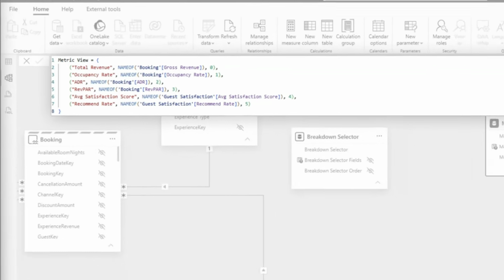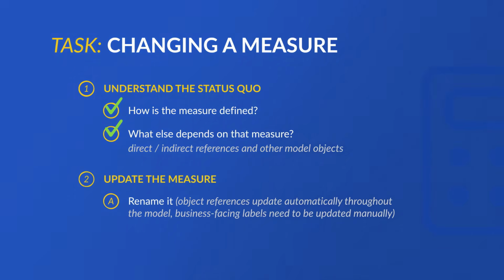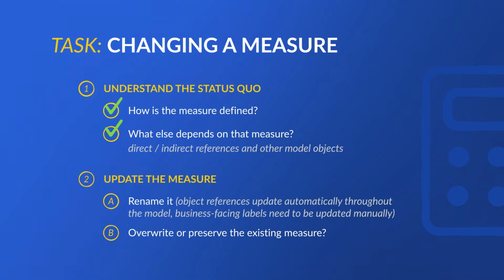Power BI can update object references automatically. It can't decide what the business should call them. I also have a few related measures that still use total revenue in their names, and I'll clean those up. But before I do that, I need to make an architectural decision. Now I have to decide how I'm going to implement this business logic.